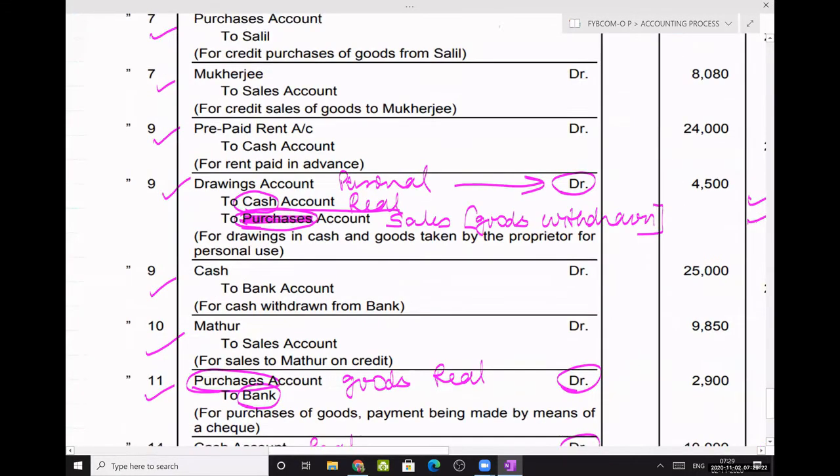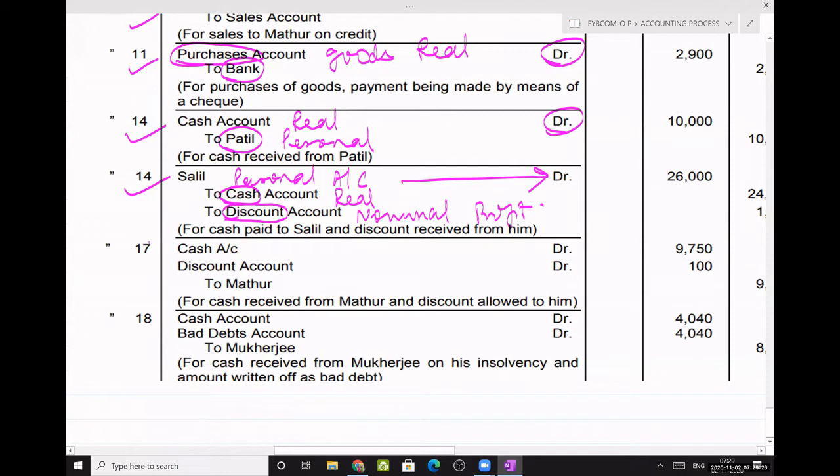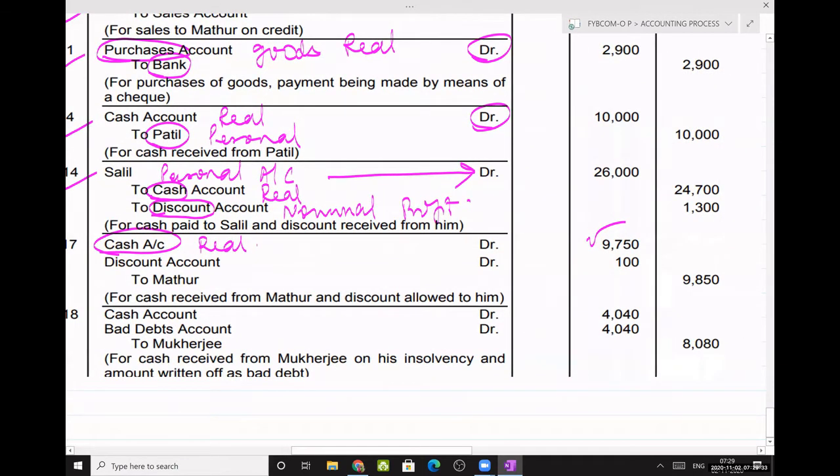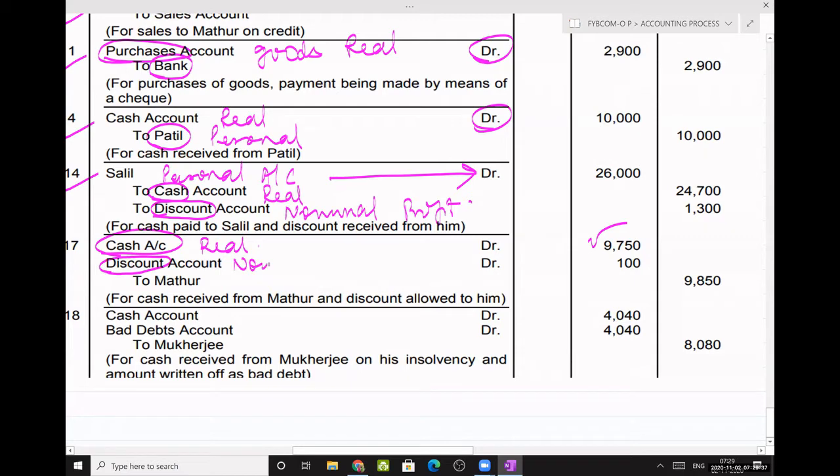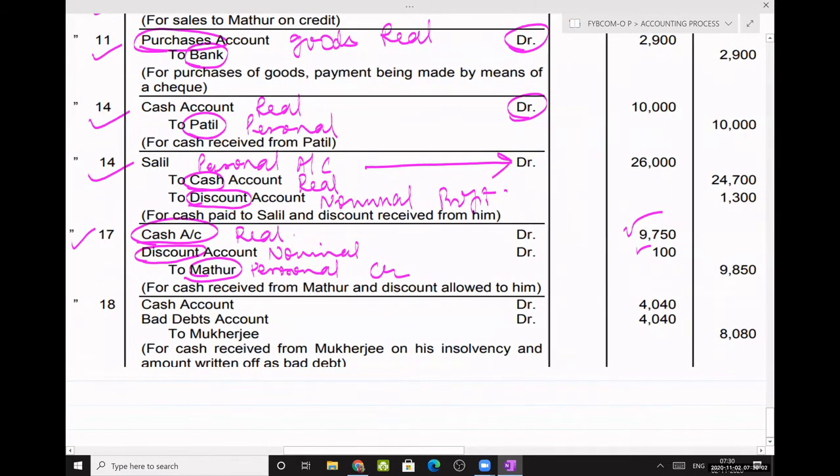So right here, 17th, cash, real account, debit what comes in, 9750. Discount, nominal account, debit the expenses or losses. So this is the last 100 rupees. To Mathur. Who is Mathur? Mathur is the debtor. I mean, he's a personal account, and personal account credit the giver of benefit. He has given. Is this clear? Acknowledge it in the chat box. Okay. Next.